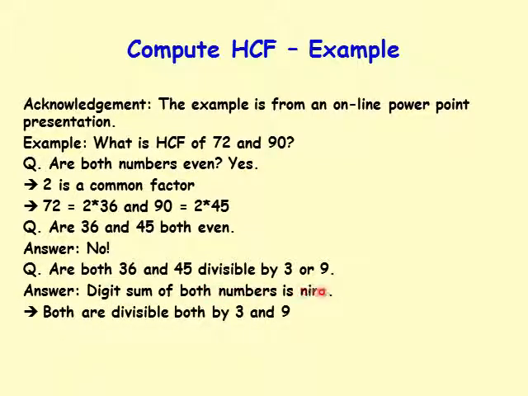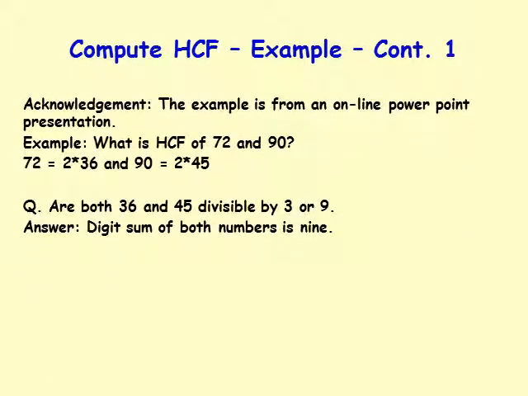The digit sum of both numbers is 9, and both are divisible by 9. So we have decided so far that from 72 we extract a factor of 9. That's 2 times 9 times 4, and 90 is 2 times 9 times 5.